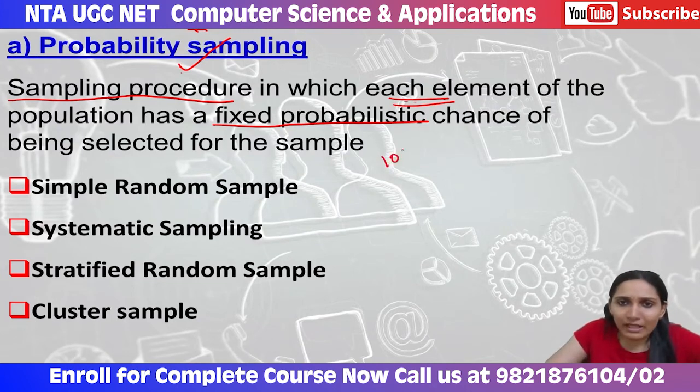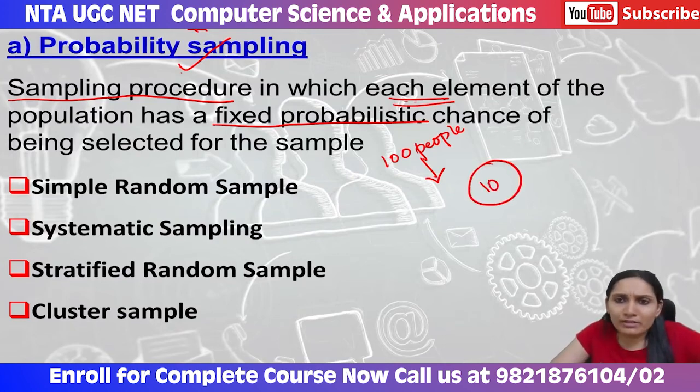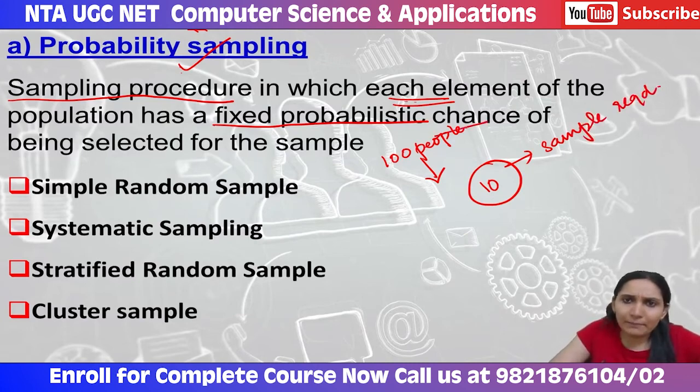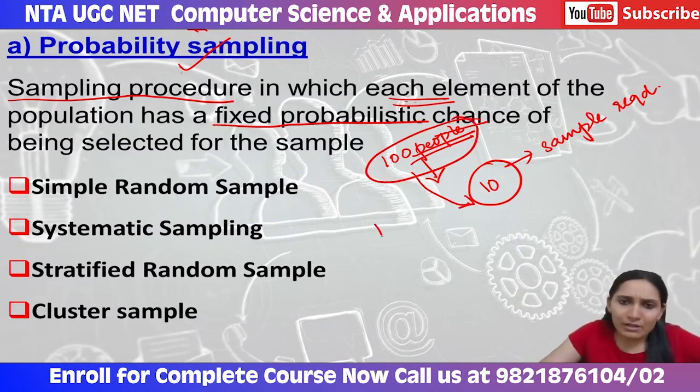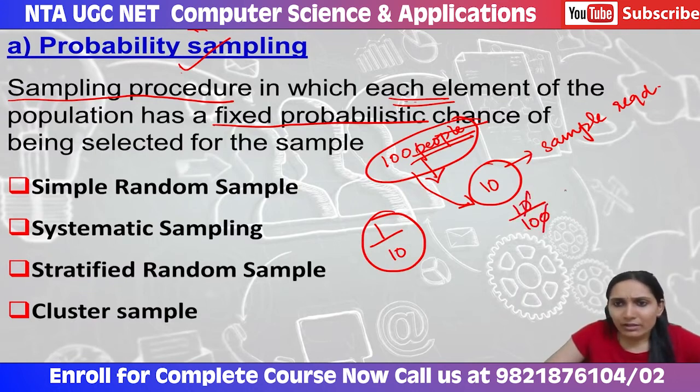Suppose there are 100 people, and out of these 100 people you need 10. So 10 people need to be selected. This is the sample required, and this is the sample available. Out of the 100 available you need to take 10 people. So the chance for one individual is 10 by 100, equal to 1 by 10.